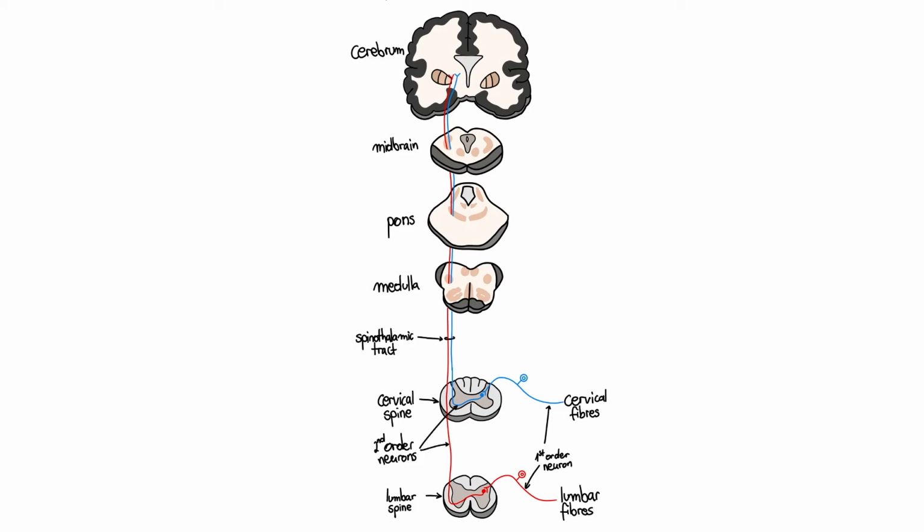Once in the brain, the second-order neurons go to the thalamus, where they synapse again with the final-order neurons that enter the primary somatosensory cortex. These neurons are the third-order neurons, and they are where the spinothalamic tract finishes.